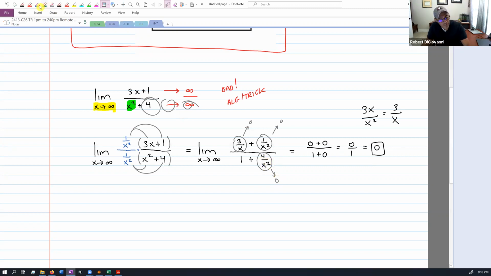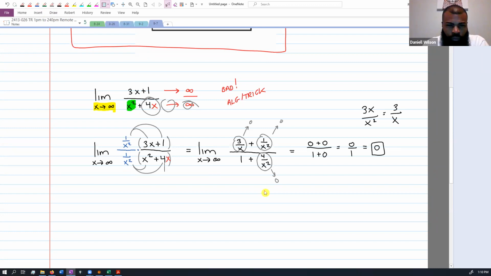What if that had been, let's just say, what if that had been 4x? Let's just say it was 4x. The highest power is still x squared, right? So this would have been 4x. And then what would this term have been instead of 4 over x squared?